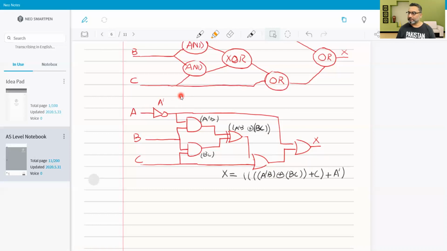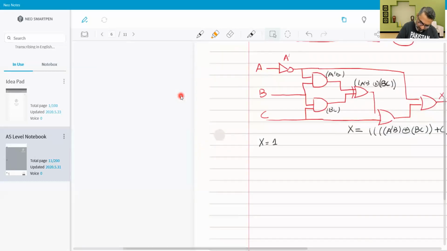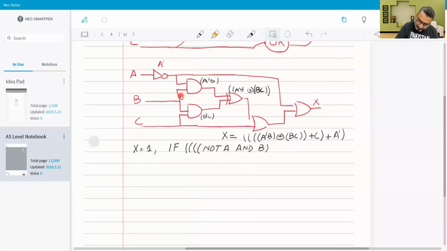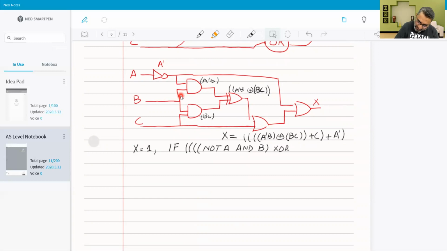Now, in Boolean expression form, this will be X is equal to 1 if one bracket, two bracket, three bracket, four bracket, not A and B, exclusive OR bracket B and C, and then OR C or not A. This is the form.